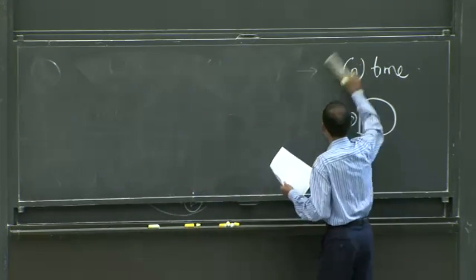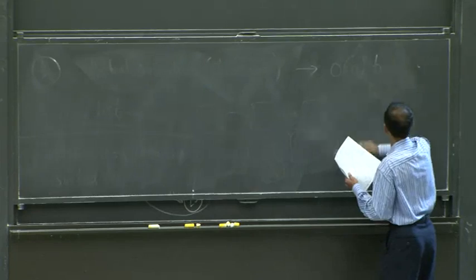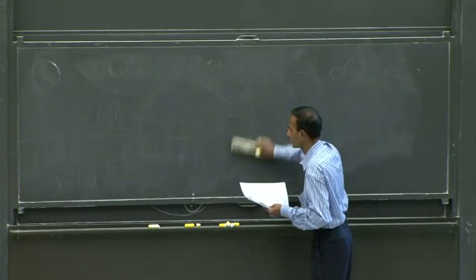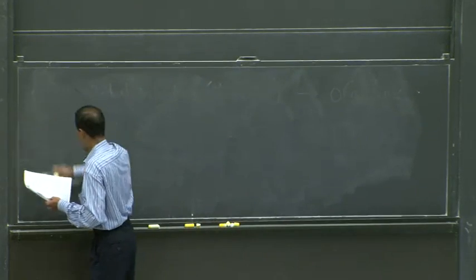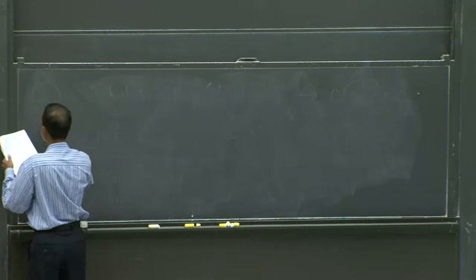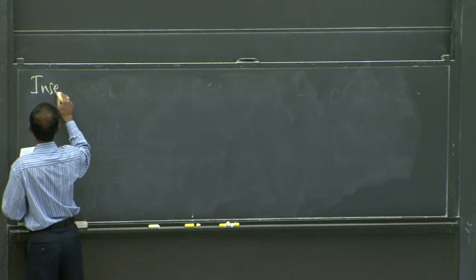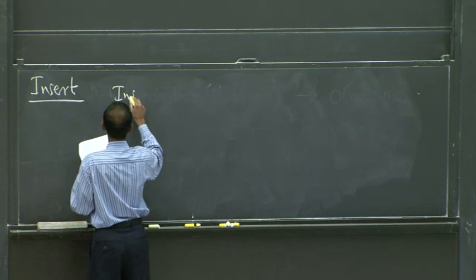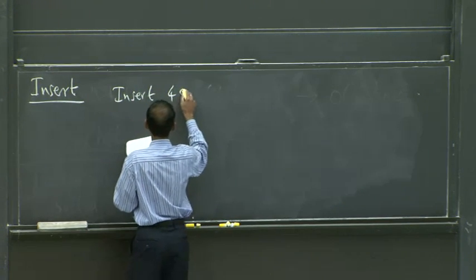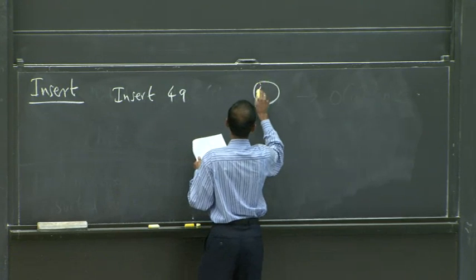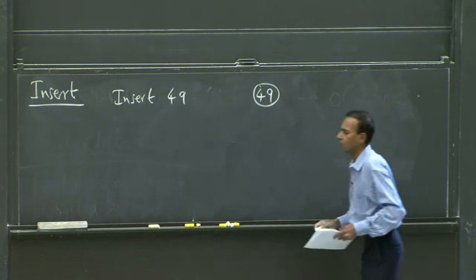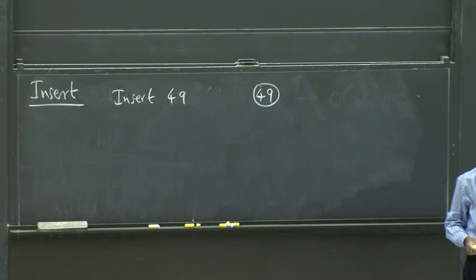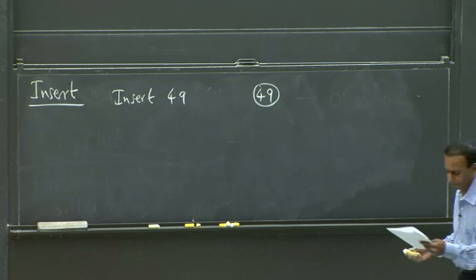So let's start with a nil set of elements, or null set of elements, R, and let's start inserting. So I insert 49, and all I do is make a node that has a key value of 49. Right? This one is easy.